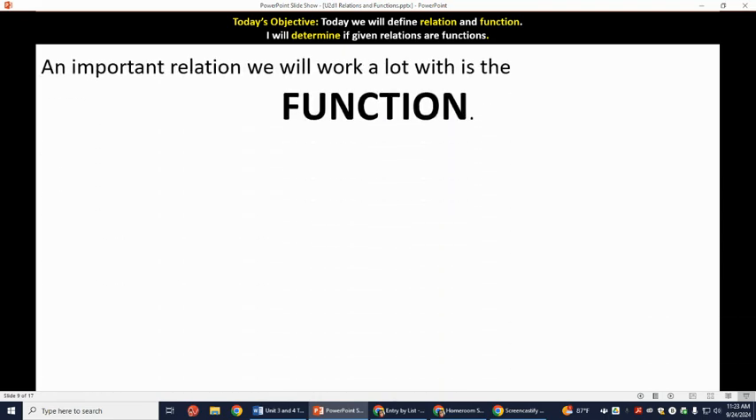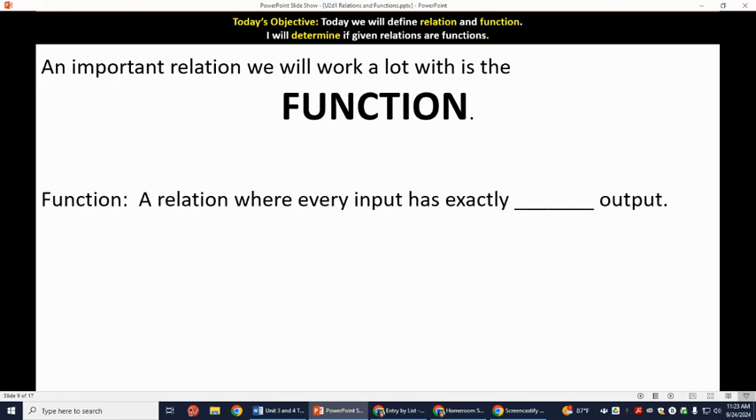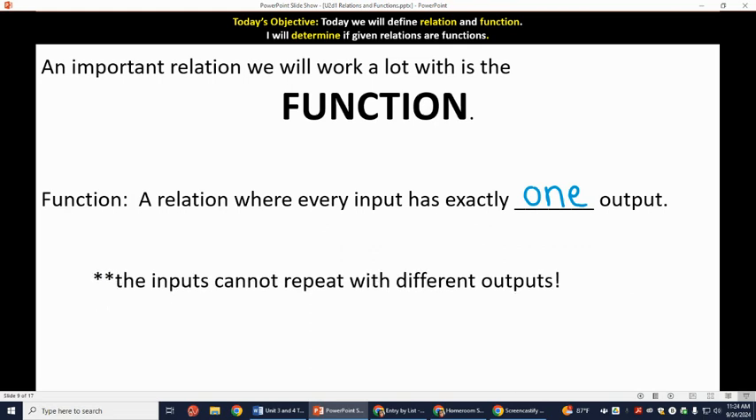Yeah. Alright, an important relation we didn't talk about. It says today we're going to define relation. Done. We did that. We haven't done function yet. So we're going to work with that next. A function is a relation where every input has exactly one output. Every input has exactly one output. The inputs cannot repeat with different outputs. It only gets one.